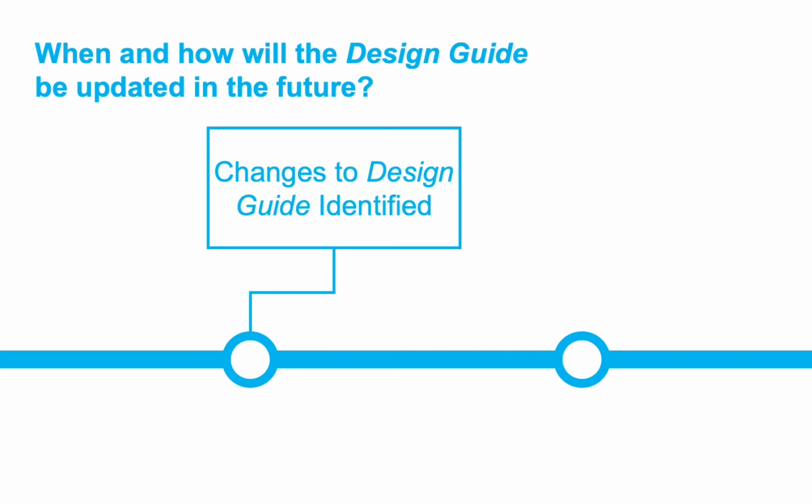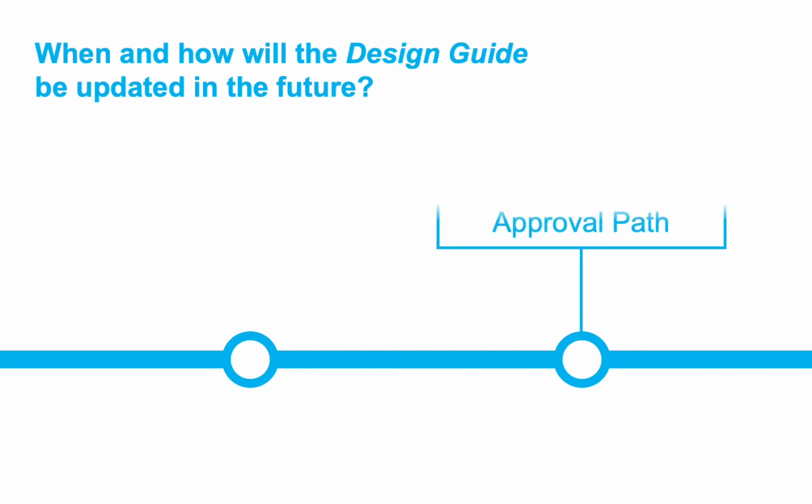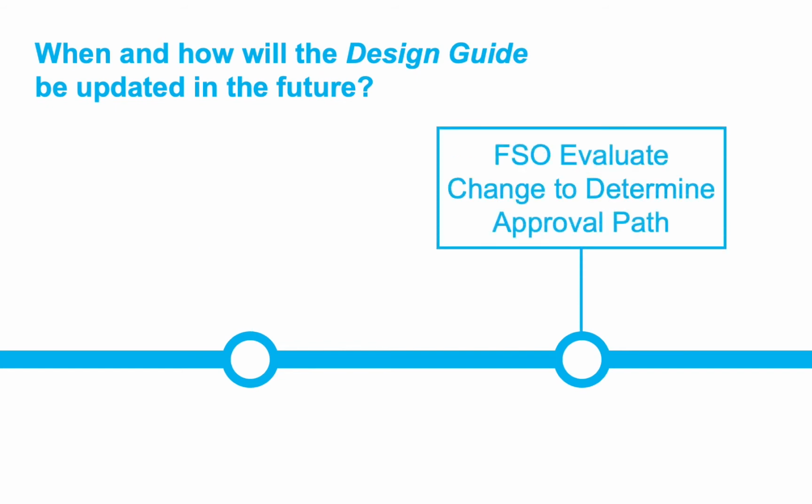After potential changes are identified, AO staff will evaluate the scope and policy implications of the recommendations and determine what level of review and approval is required. The frequency of updates is dependent on the amount and nature of feedback from design guide users and the lessons learned from ongoing projects.